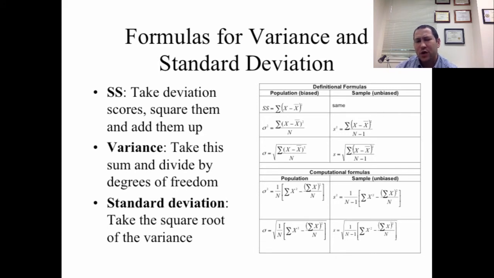Remember the buzzword degrees of freedom, right? Because in a sample we say it's n minus 1, so degrees of freedom are also n minus 1. All right, and then standard deviation, we're going to take the square root of the variance, and then that's that.